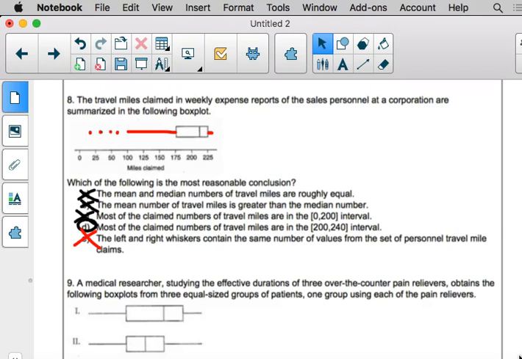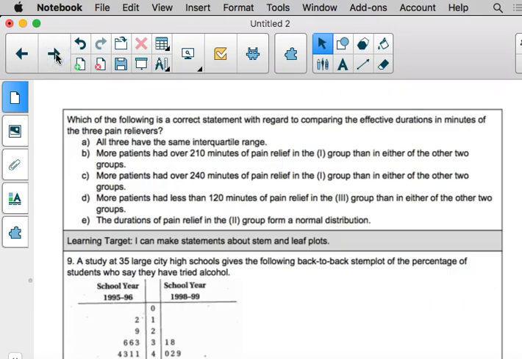Number 9, again, I'm sorry, I can't move my screen to be better. The medical researcher studying the effects of duration of 3 over-the-counter pain relievers obtains the following box plots from 3 equal-sized groups of patients, one group using each of the pain relievers. So, which of the following is a correct statement with regard to comparing the effective durations in minutes of the 3 pain relievers? All 3 have the same interquartile range.